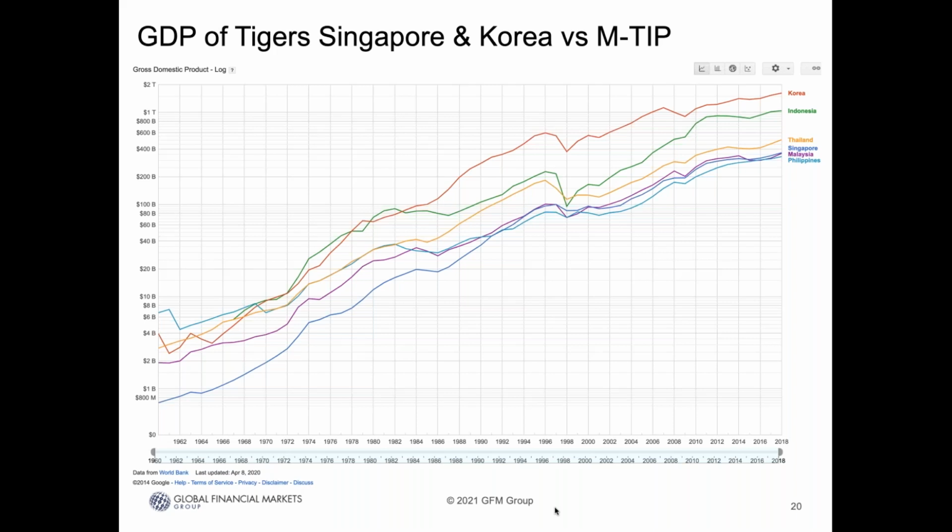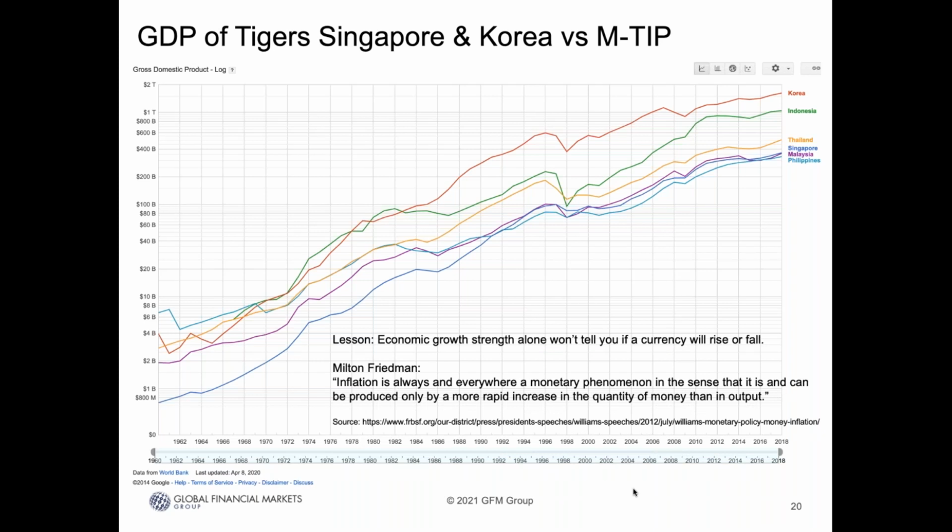So that's why I think it's important. You'd have to convert this to a per capita basis to kind of get an idea of how it feels rather than just overall size of the economy. But of the economies I'm going to be talking about, of course, Indonesia's is a very large economy, and that won't tell you very much about how the currencies are doing. So the lesson here is economic growth alone will not tell you if a currency will rise or fall. That's the lesson in this chart and the next charts. The tagline to that is Milton Friedman says inflation is always and everywhere a monetary phenomenon.